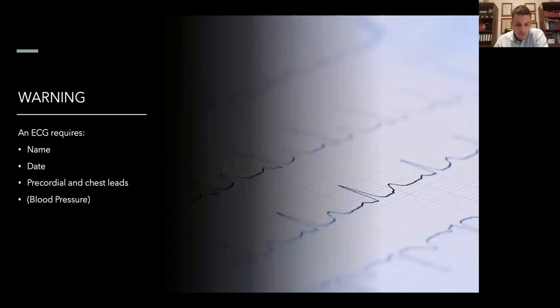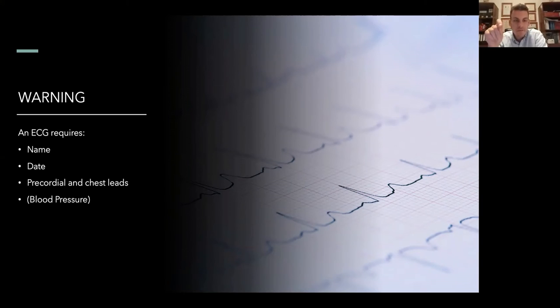So let's start with the basics, and this is important for clinical practice. What you need for an ECG to be correct: you need the name of the patient, the date, and readings from the precordial as well as the chest leads. For older students, keep in mind that the blood pressure measurement is also a good idea to have written there. Why? Because it will indicate that no matter how the atria and the ventricles work, they actually manage to pump blood into the periphery.